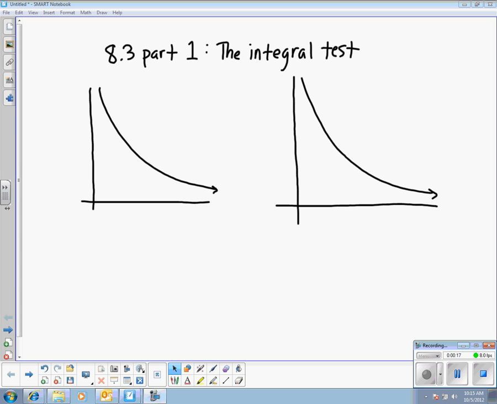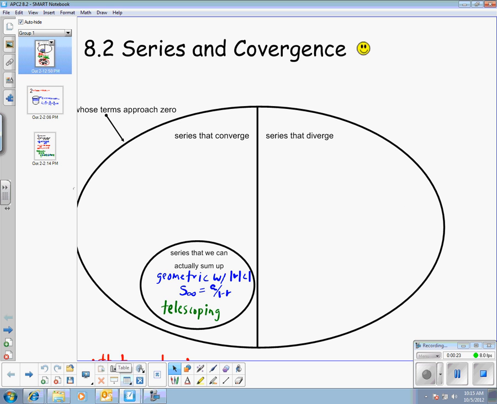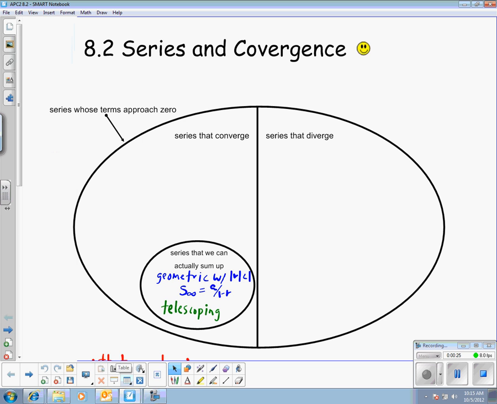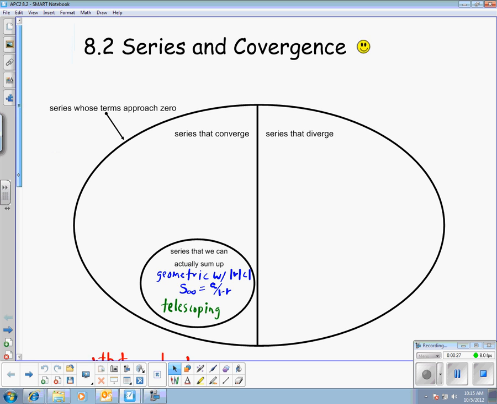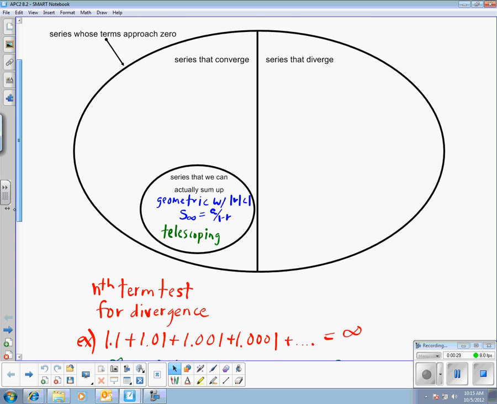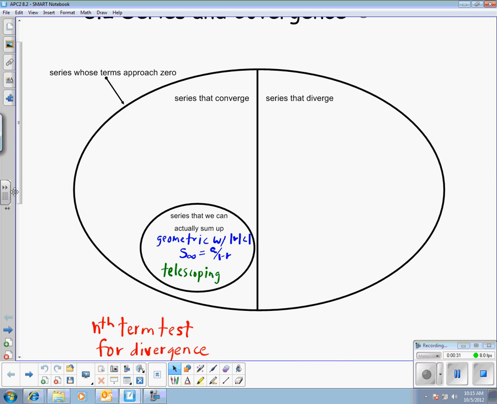So just to refresh your memory, here's where we stand. We are in the process of sorting out infinite series into one of two sides. If the terms in them approach zero, then they're allowed in this bubble. And once we know the terms approach zero, we need to decide: do those terms add up to a finite amount, or do they add up to an infinite amount?